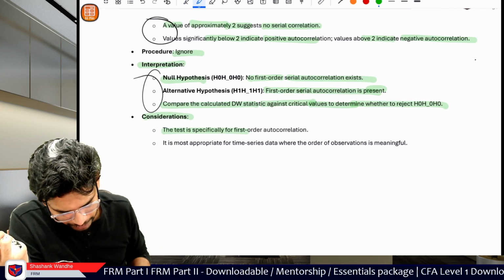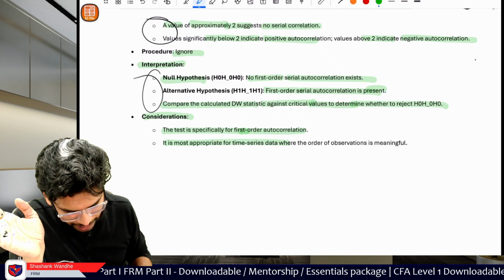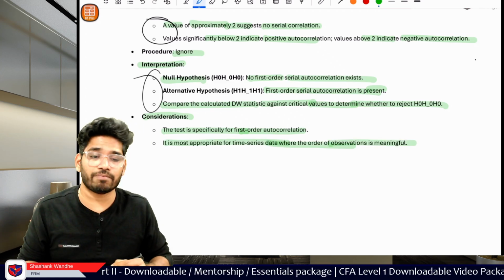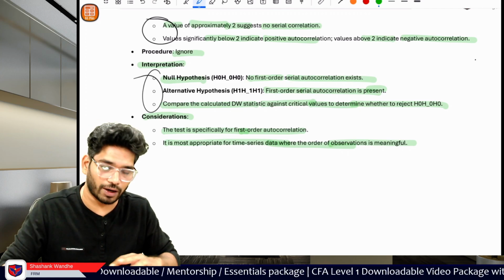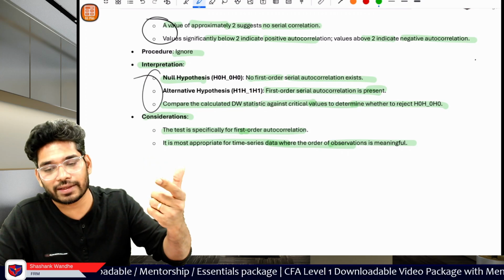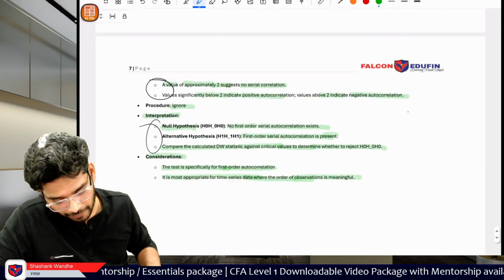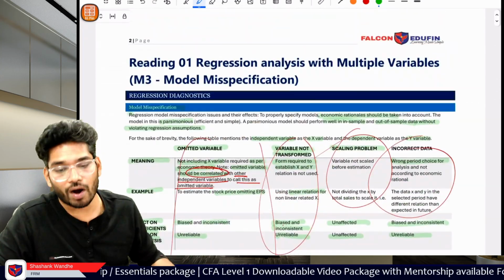Considerations: the test is specifically for first order autocorrelation. Remember this. It is most appropriate for time series data where the first order observation is meaningful. It is important for detecting serial autocorrelation, but not very important for this chapter. So that's all for our module number 3, model misspecification.